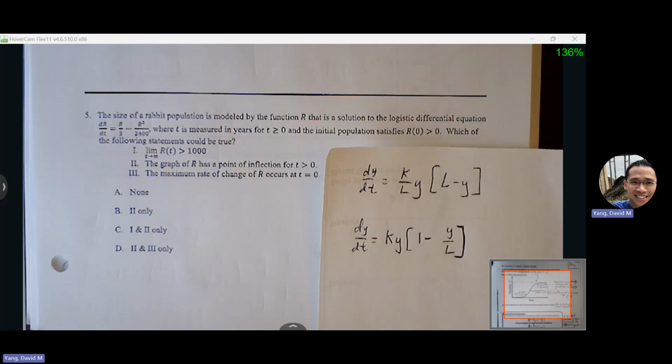The limit as t approaches infinity of r of t is greater than 1,000. The graph of r has a point of inflection for t greater than 0. And the maximum rate of change of r occurs at t equals 0.